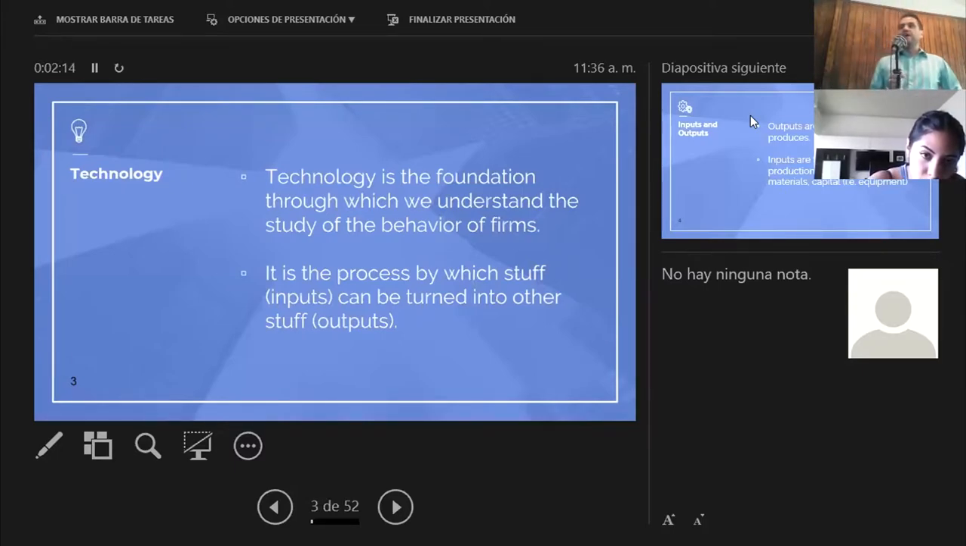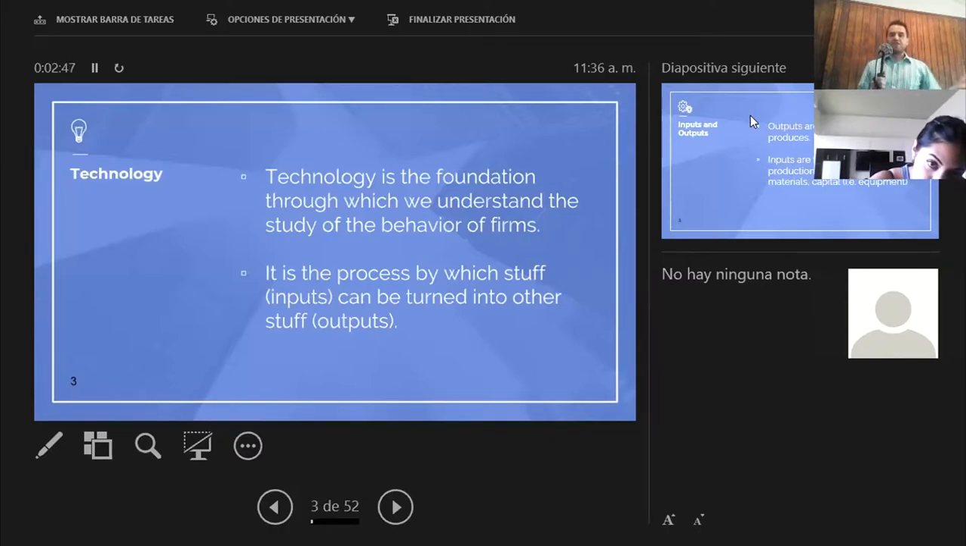So essentially, it's really important that we understand that through the technology process, we as a firm take certain inputs, certain products that we buy and use them in our production process. And through that process and with that technology, we turn those inputs into outputs, which are the goods that we produce with those inputs, the ones that we'll sell in the market.